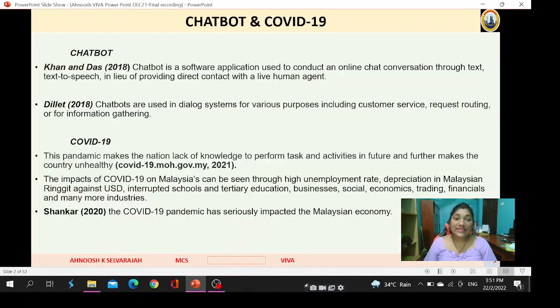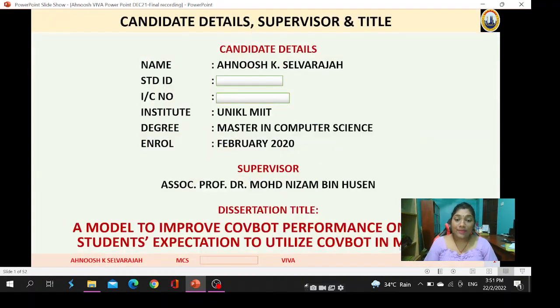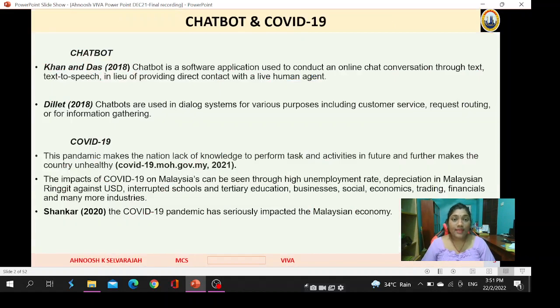So basically, by telling this chatbot, I'm doing a pre-pilot test. I have done a pre-pilot test, a pilot test, and also a survey. The pre-pilot test was conducted to identify the problems, the pilot test was done after improving the chatbot performance, and the survey was also conducted. According to Khan and Das 2018, a chatbot is a software application used to conduct an online chat conversation.